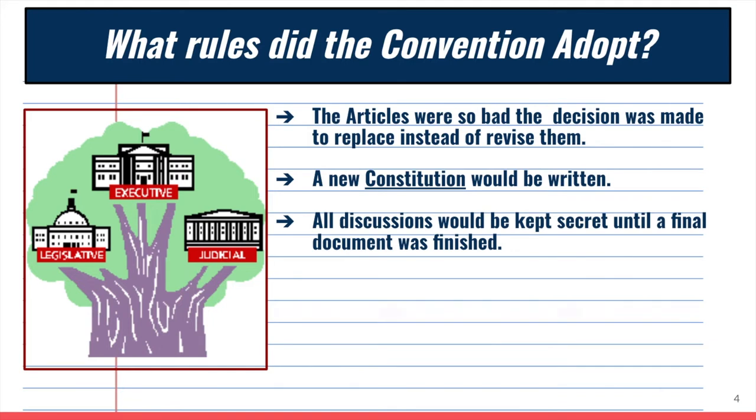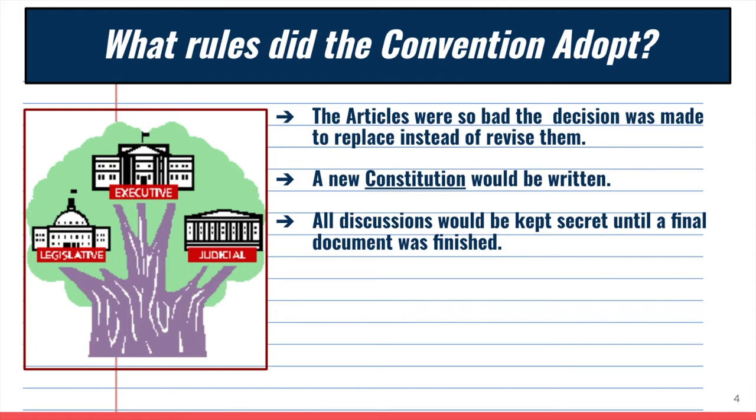They made the decision that all of their discussions were going to be kept secret until a final document was finished. So basically until the whole thing was done and they were ready to submit it to the public and to the states to be approved, they were not going to be talking about or sharing the decisions they made along the way. And the reason for that was they did not want people on the outside influencing what decisions they were making on the inside.